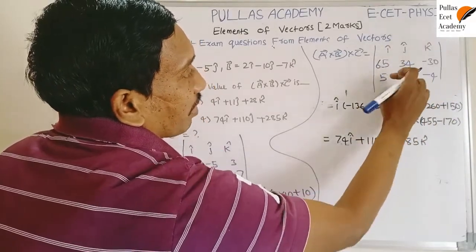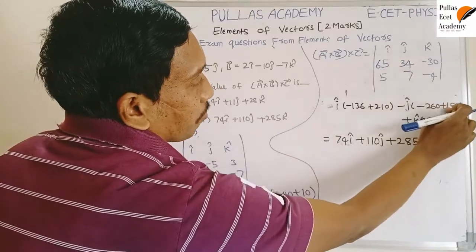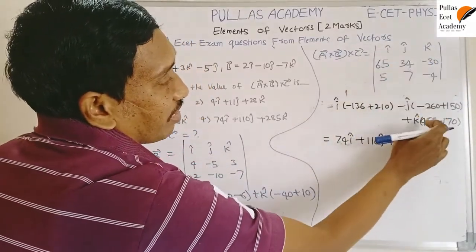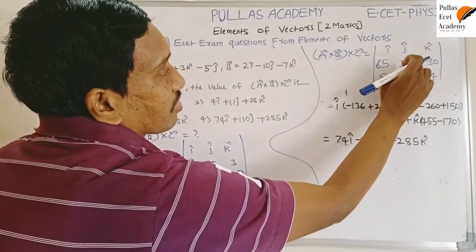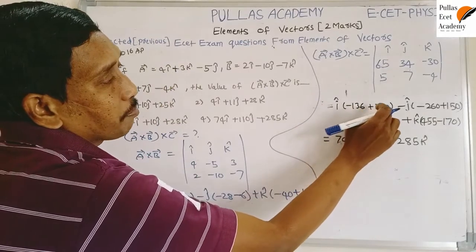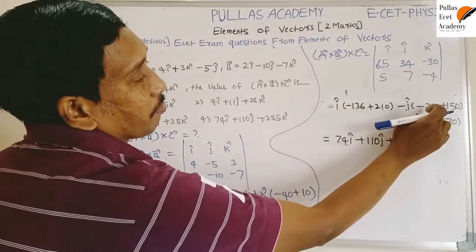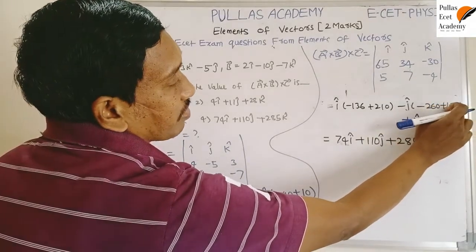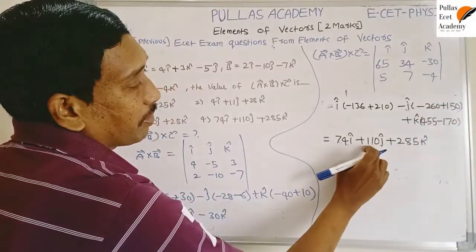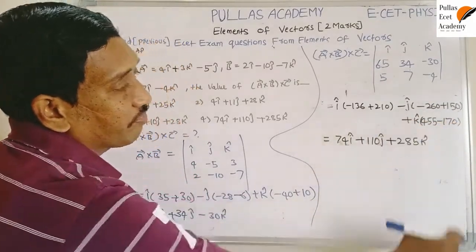Next, what is the remaining? 5 into 30 is 150. Minus 1, minus into minus plus. In the same way, k cap into 7 into 65 is 455, minus 34 into 5 is 170. Now simplify. Minus 136 plus 210: 210 minus 136 is 74. This is minus 260, plus 150, that means minus 110. Minus into minus is plus, so plus 110 j cap. Here 455 minus 170 is 285 k cap.